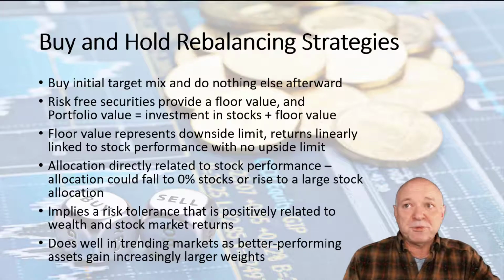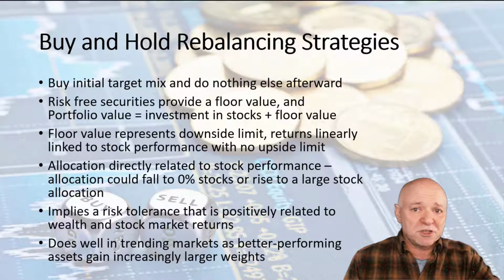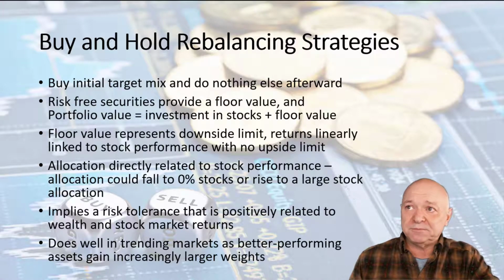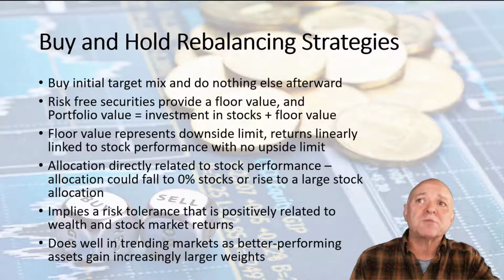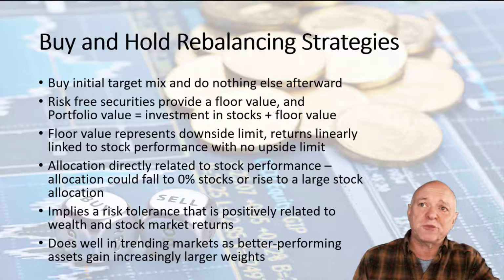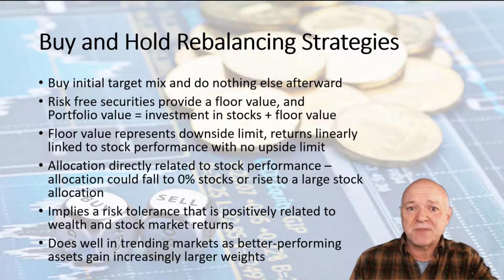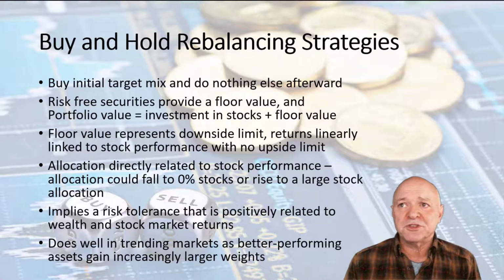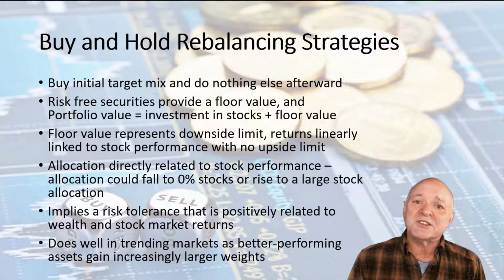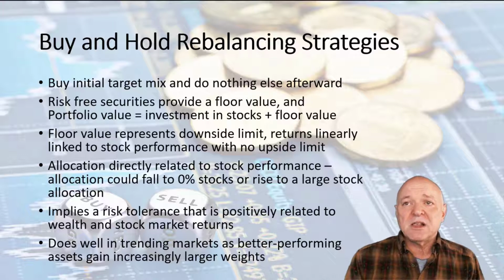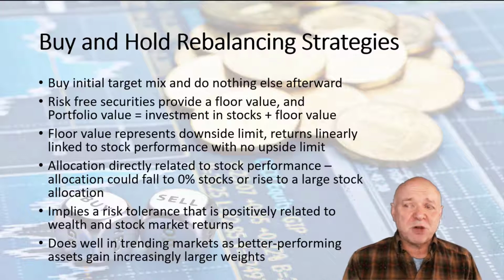The floor value represents the downside limit. In other words, the shortfall requirement may be covered by that. And the returns are going to be linked to stock performance with no upside, and the expected return being the long-term rate of return to that asset class. Allocation directed to stock performance could fall to 0% stocks, or rise to 80-90% stocks as the market is trending, perhaps. Implies risk tolerance that's positively related to wealth.